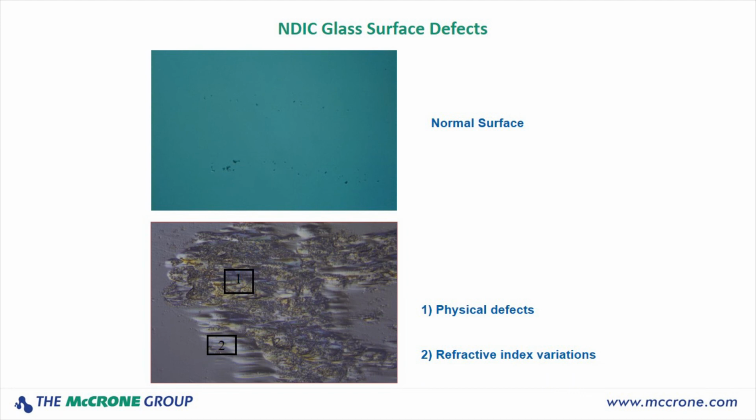In the bottom image, the area that's labeled as 1 is the foreign material that's embedded in the glass. It's kind of a yellowish color here. And the other features identified in rectangle number 2 are actually refractive index variations within the glass due to the presence of the physical defect that's embedded in there with it.